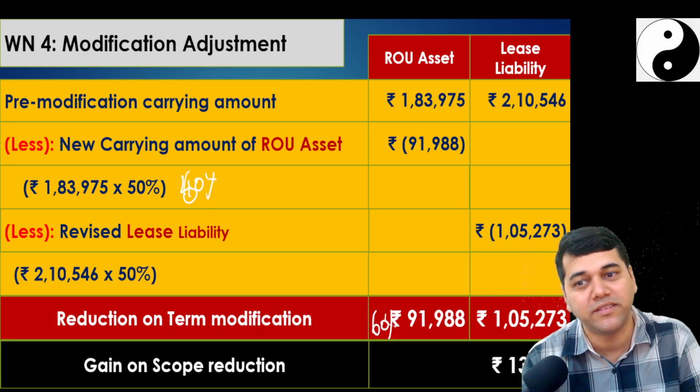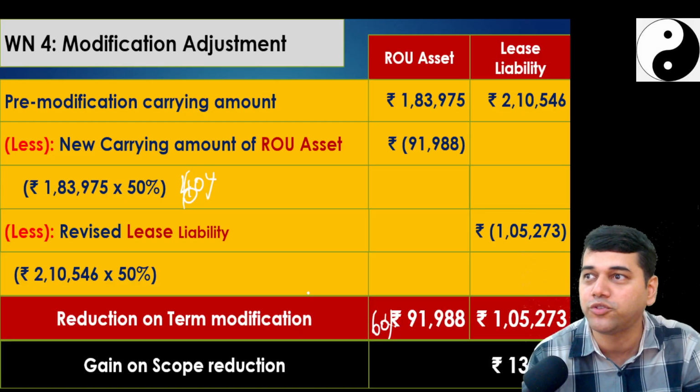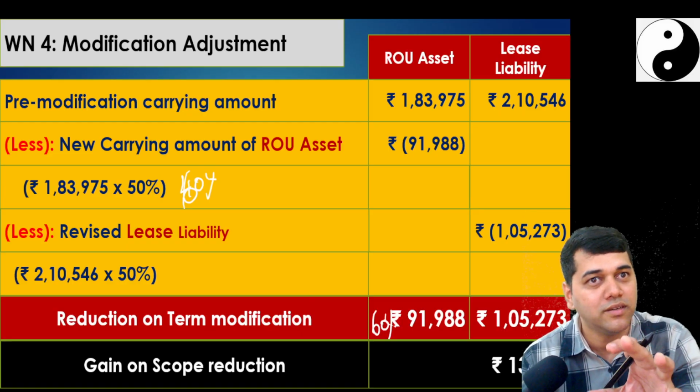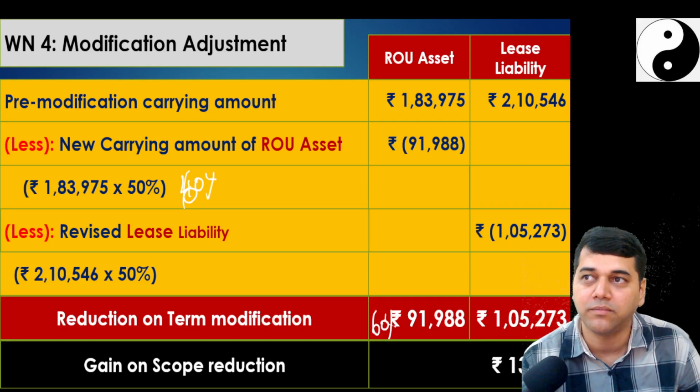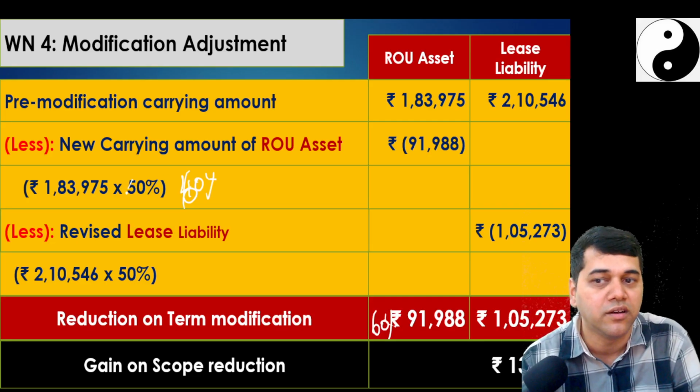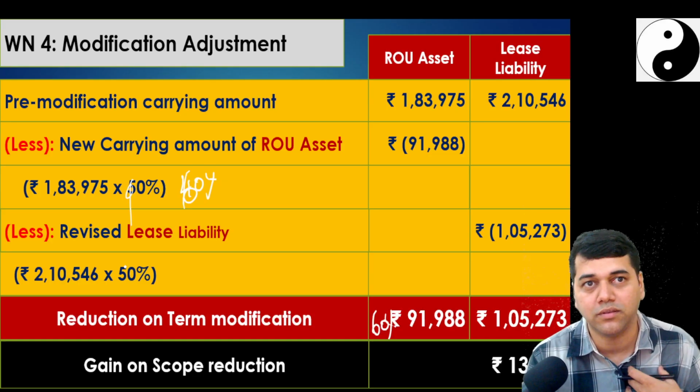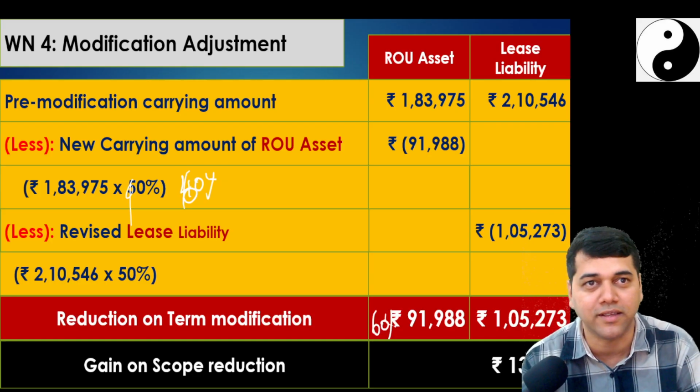Somebody may multiply 60% straight away here, because 60% reduced, no? Reduced should be the balancing figure there, because what you want to keep, that you keep it here. 40% is remaining with me. This is what happens generally in the exam.